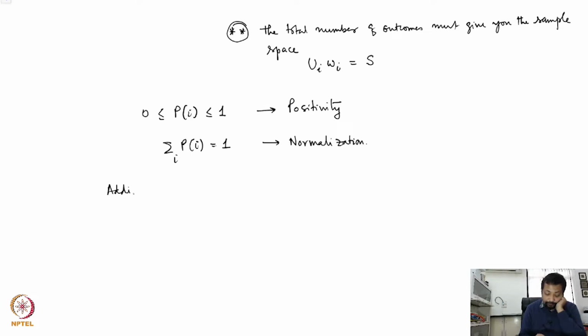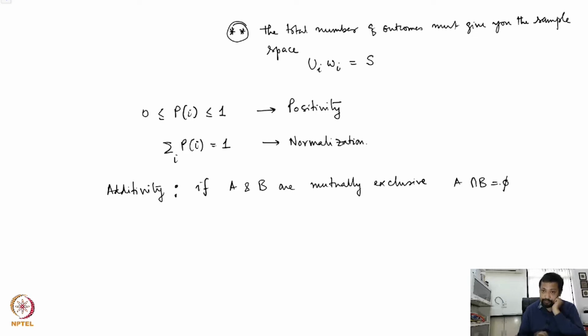Additivity: if A and B are mutually exclusive, which means that A intersection B is equal to phi, then the probability of A union B is P of A plus P of B.